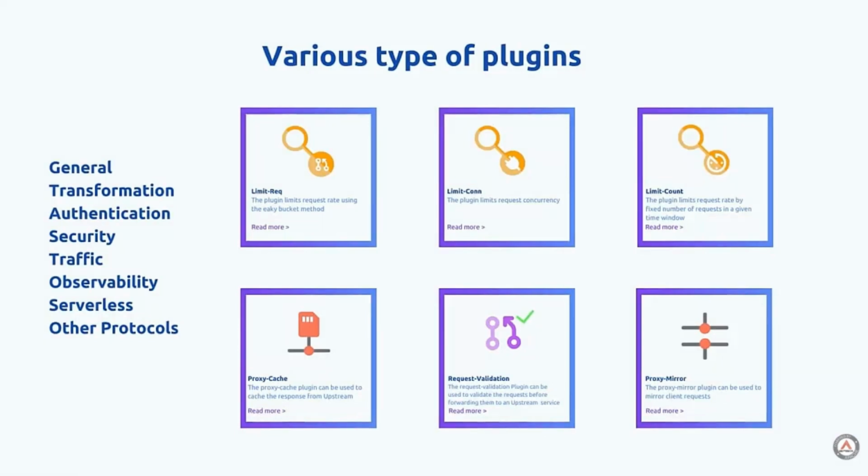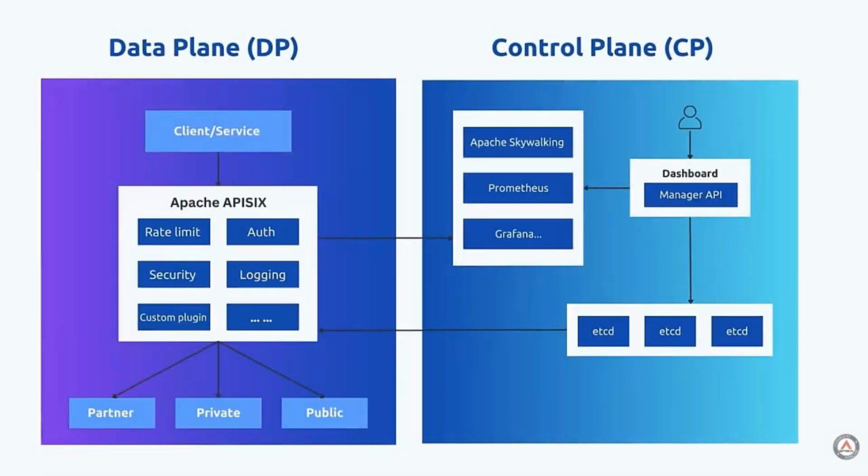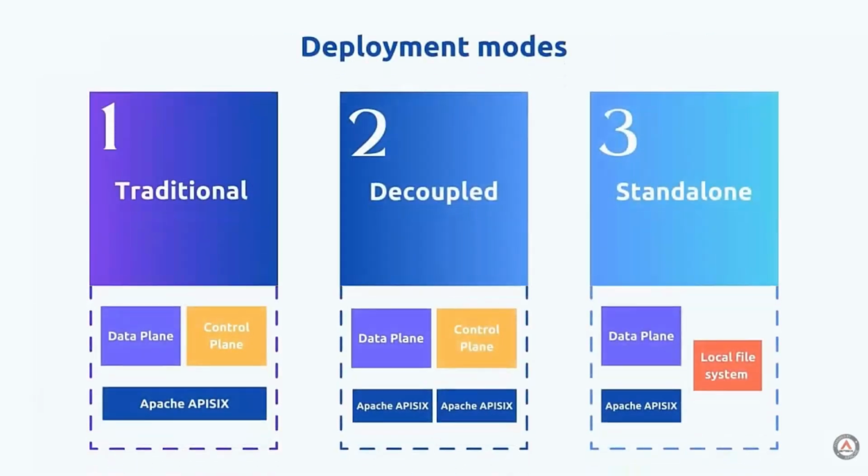APISIX consists of a data plane to dynamically control the request traffic, a control plane to store and synchronize gateway data configuration, and a control plane to orchestrate the plugin, as well as the real-time analysis and processing of request traffic. Apache APISIX uses etcd for the configuration storage that supports the multi-instance deployment, and there is no single point of failure. APISIX has 3 different deployment modes for different production use cases.